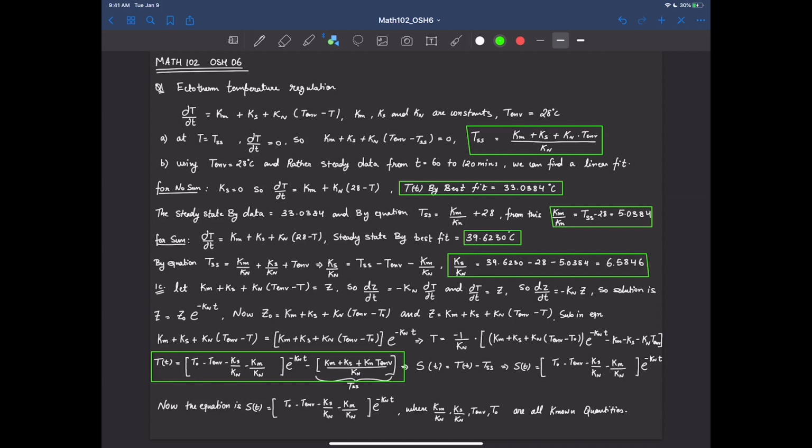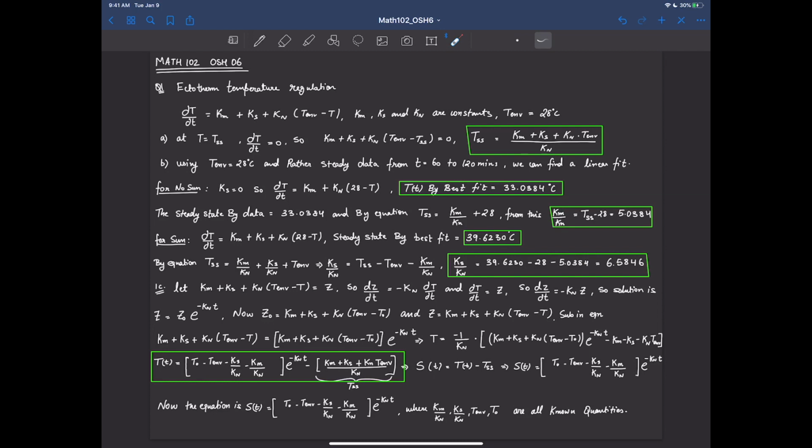So what they're talking about in this one is differential equations, which is the main topic, and we're discussing ectotherm temperature regulation. All we're going to be concerned with in this one is that we have a differential equation right here that models temperature of any organism given various factors of the environment like Km, Ks, Kn, and T environment. All of these things are going to be constants. Km represents the metabolism heat constant, Ks represents the sun heat constant, Kn represents the Newton's law of cooling constant, and T environment is the environment temperature.